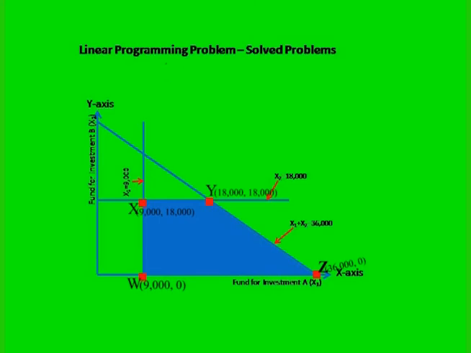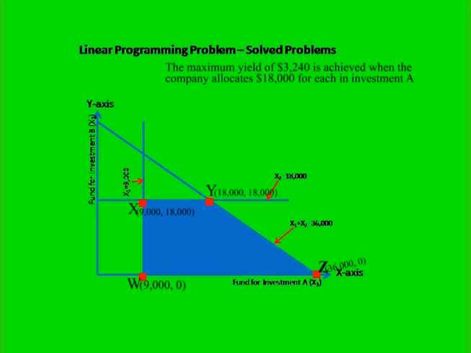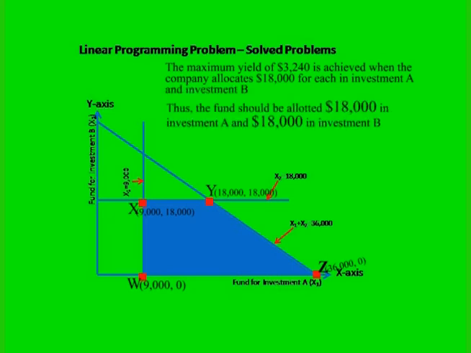The maximum yield of $3,240 is achieved when the company allocates $18,000 for each in investment A and investment B. Thus, the fund should be allocated $18,000 in investment A and $18,000 in investment B.